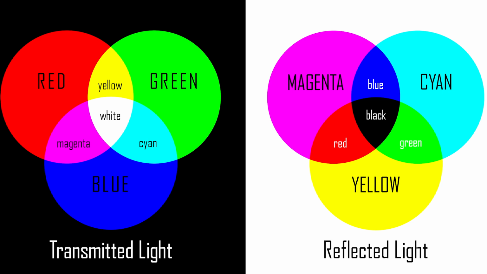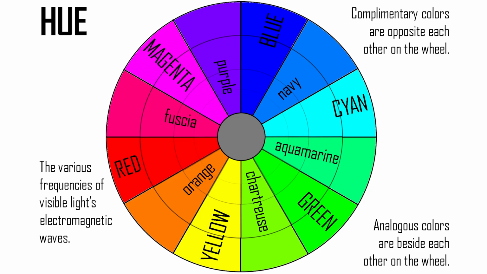When white light is reflected off an object, the situation is reversed. The primaries of reflected light are magenta, cyan, and yellow, and they combine to make red, blue, and green. And all three of them together make black, although pigments that we have available to us generally don't make a true black when they're combined, but in theory it would combine to make black. If you're painting on a sheet of paper, you're dealing with reflected light.